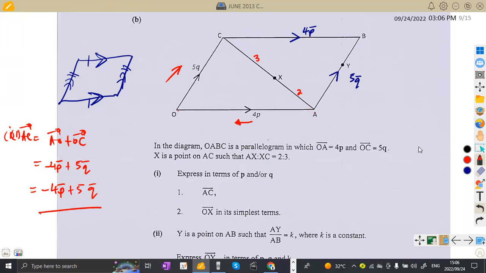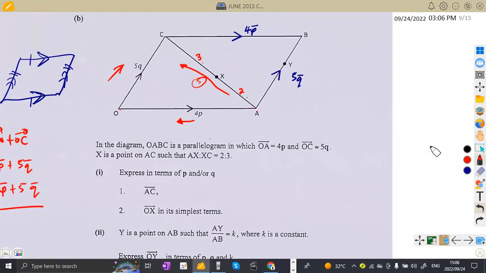Okay, then OX. This is what you're going to do from O to X. If we are to cross-check, we are supposed to take a route that is complete. And since we have AC, and we are given the ratio of AX to XC, which is 2 to 3, the whole of AC is going to be 2 plus 3, which is 5 parts. And according to the vector, we have got our vector AC here. So in order to have the vector OX, this is the route you're supposed to take from O to X.